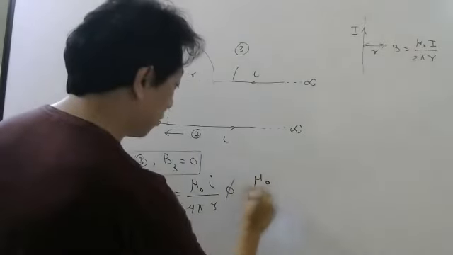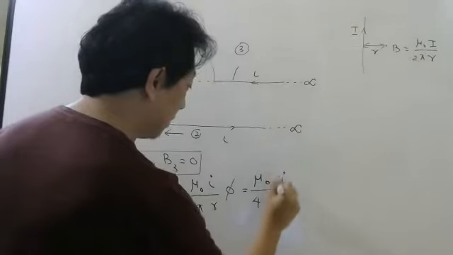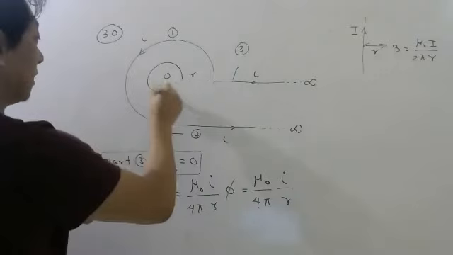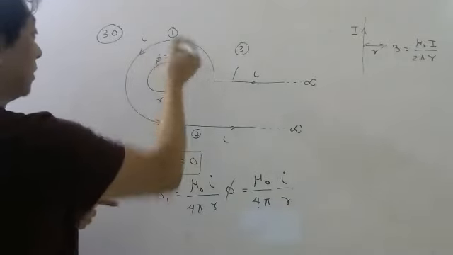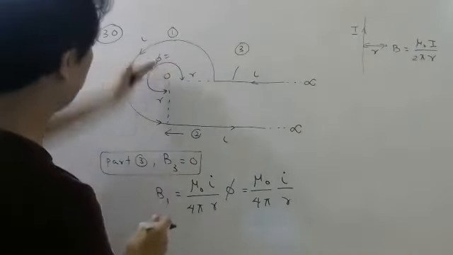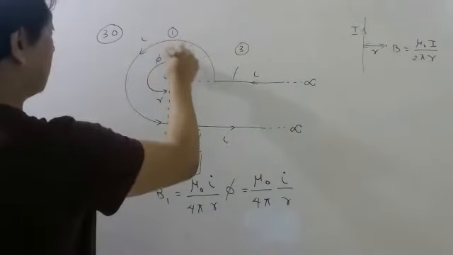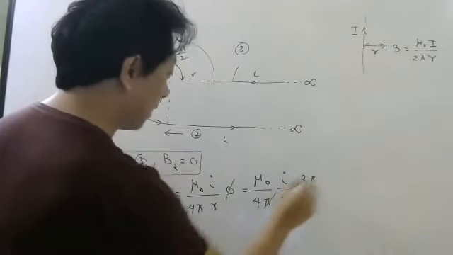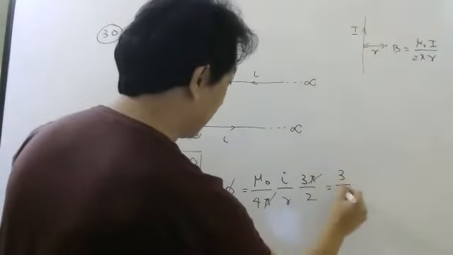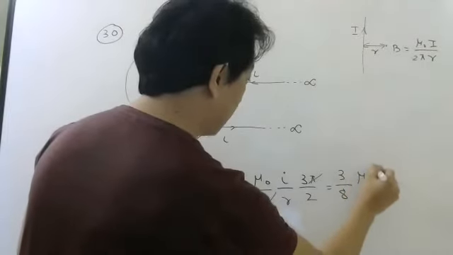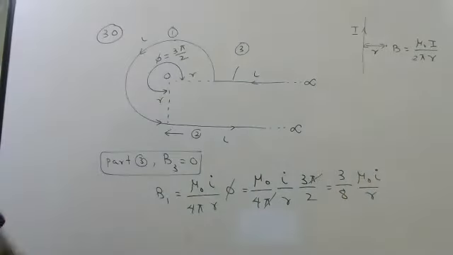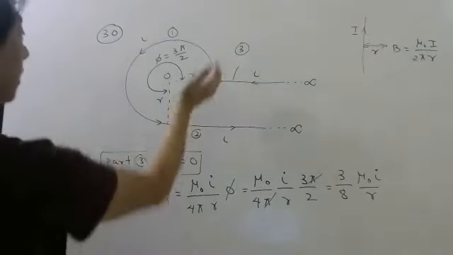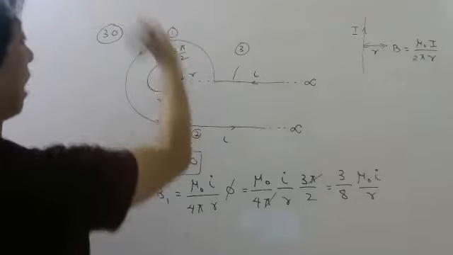So mu naught by 4 pi, current is I, radius is R. What is the angle subtended by this arc? This is the angle subtended, no? So that will be pi by 2, pi by 2, pi by 2. So it will be 3 pi by 2. So the angle subtended is 3 pi by 2. Pi cancels, so it will be 3 by 8 mu naught I by R. Okay, students, so this is the magnetic field due to the circular arc. Direction will be where current is this way, so it will be outward.